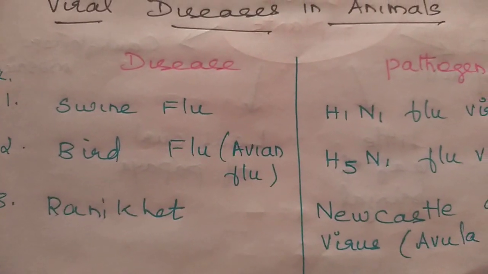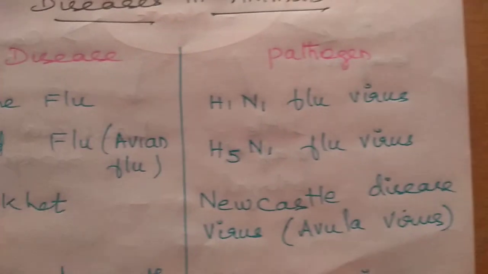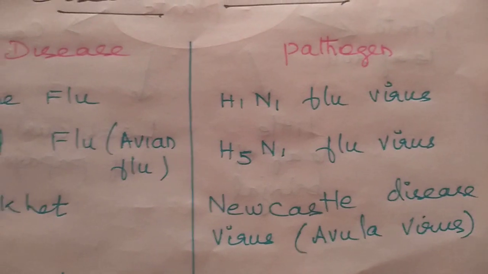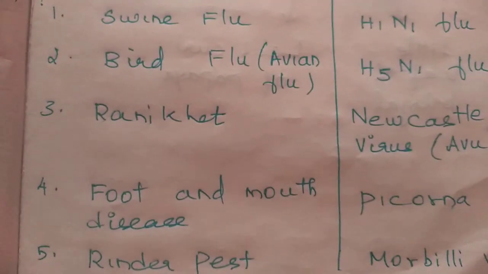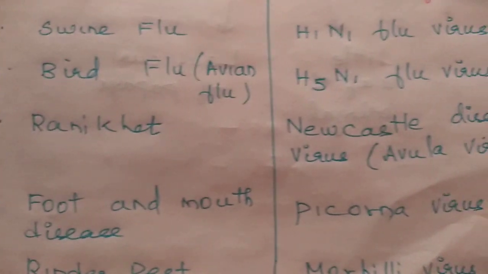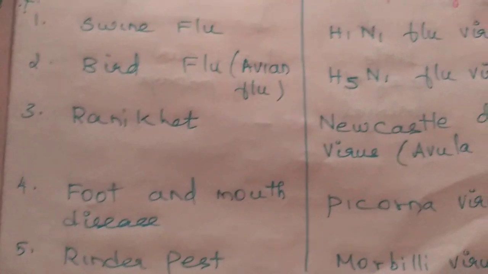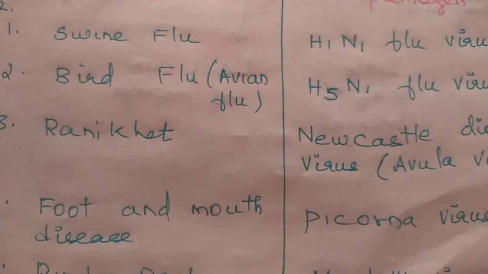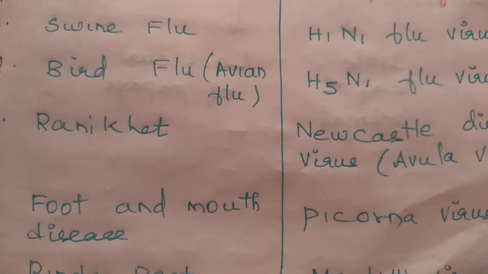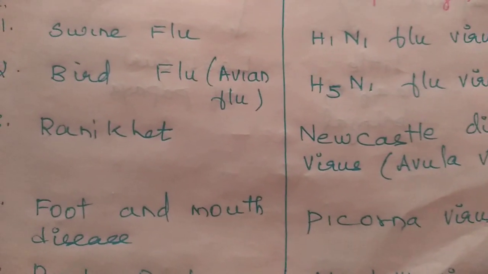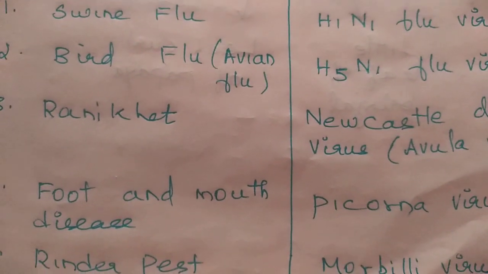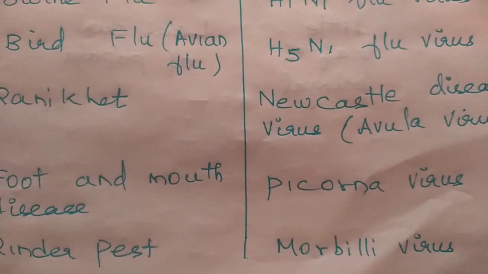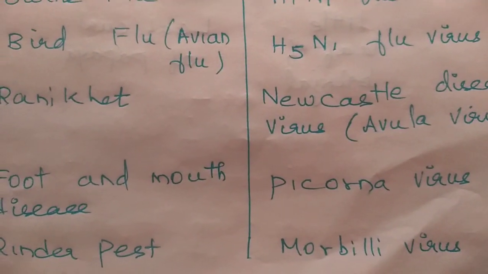And the next one is ranikhet. It is also a viral disease. The pathogen is Newcastle disease virus. And foot and mouth disease is also a viral disease caused by picorna virus. In order to remember, you can think like this: picorna is your chapel, your chapel name is picorna. Like that you can create any new imaginations and can remember easily. And rinderpest is also a viral disease, and the causative pathogen is morbilli virus.